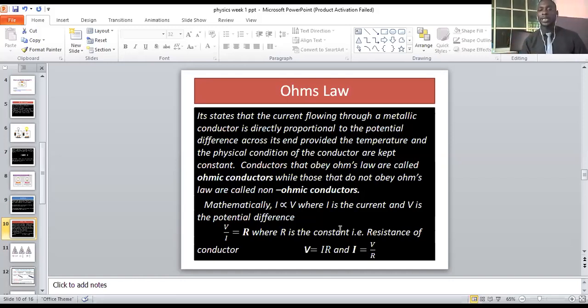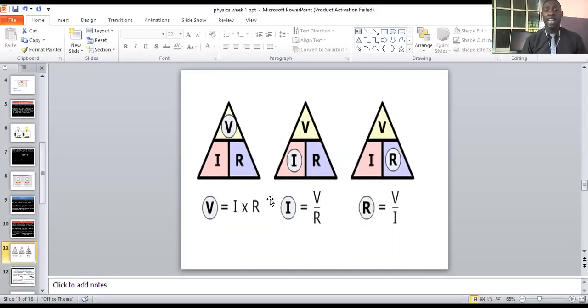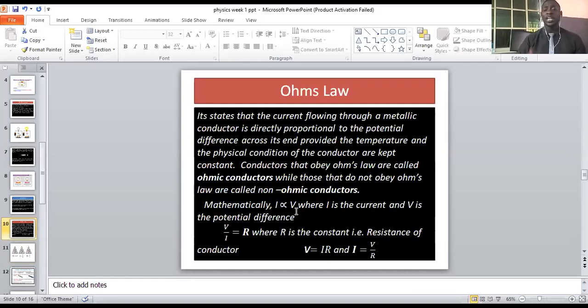Let me give you an illustration. Look at it here: V, I, and R. When you want to convert a proportionality sign to an equal to sign, there has to be a constant, a proportionality constant. In this case, the resistance R is the proportionality constant. So we have V over I equals R.